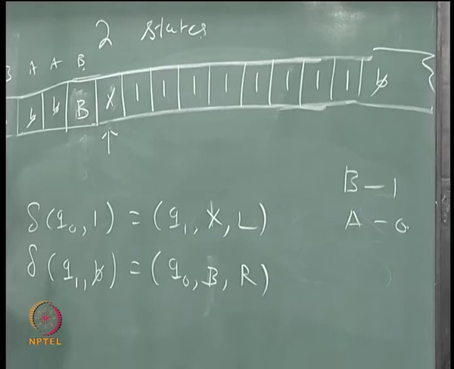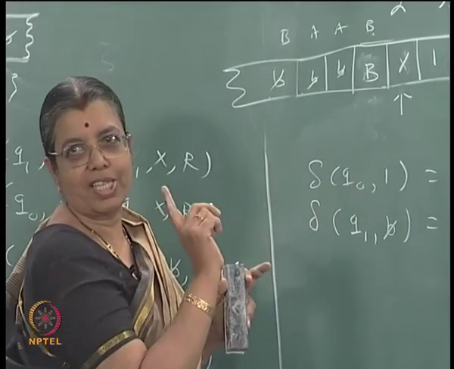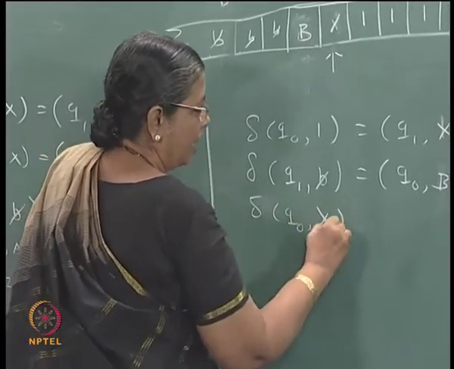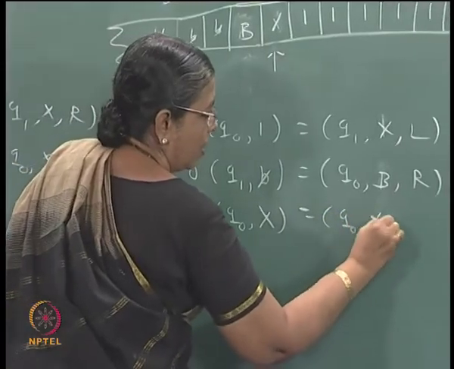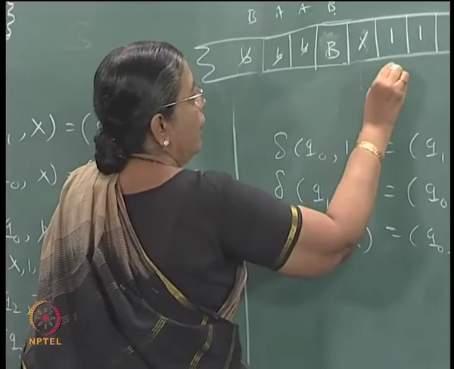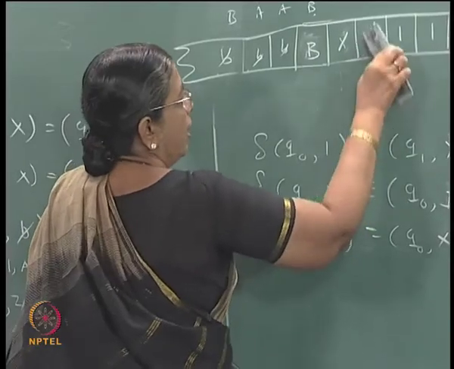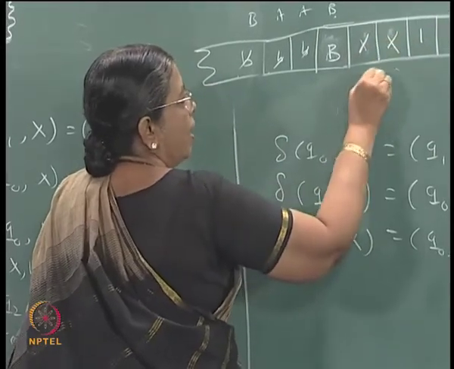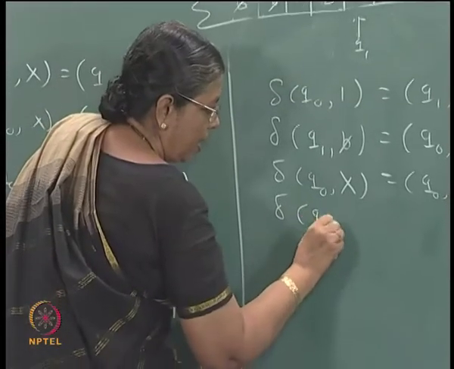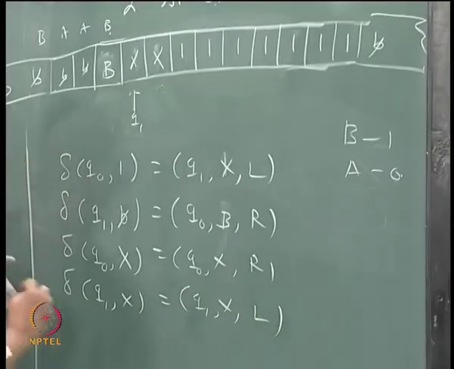Now you have 2 states. So, one must be a right moving state, another must be a left moving state. So, in Q0, when you see a X, you just move right. Then when you see a 1 in Q0, change this into a X and start moving left in Q1. So, in Q1, if you see a X, just move left.